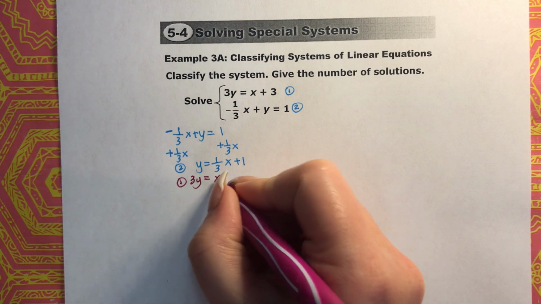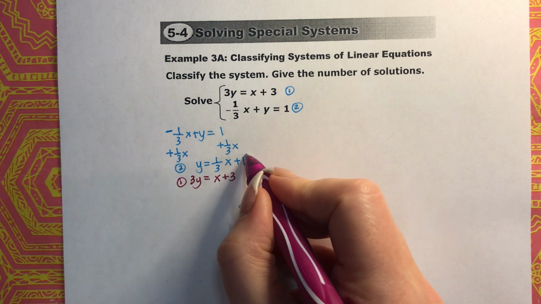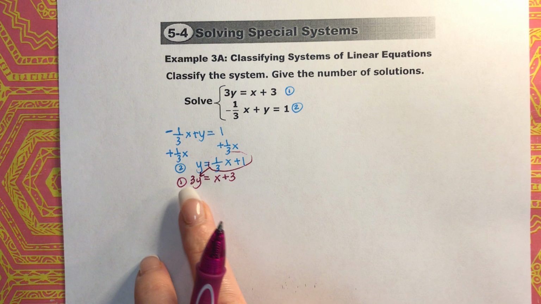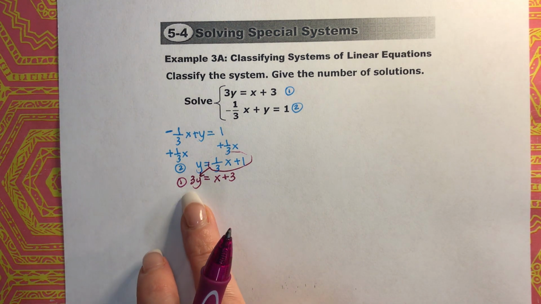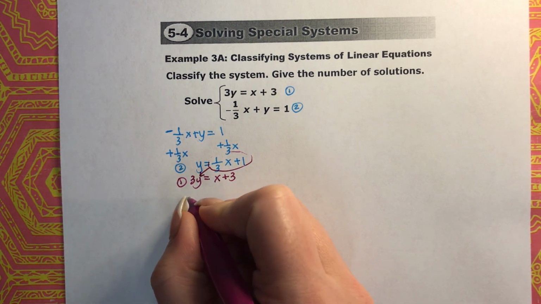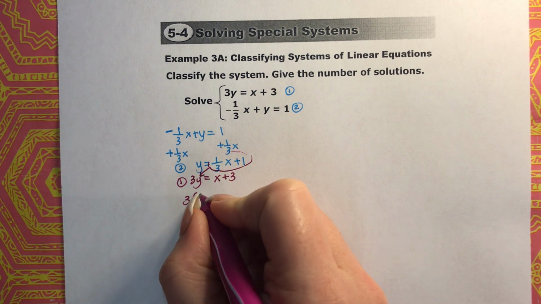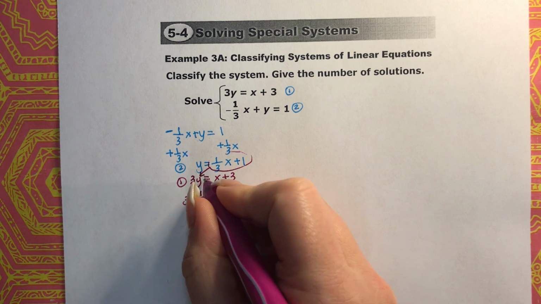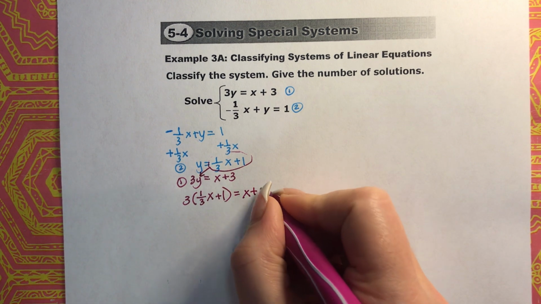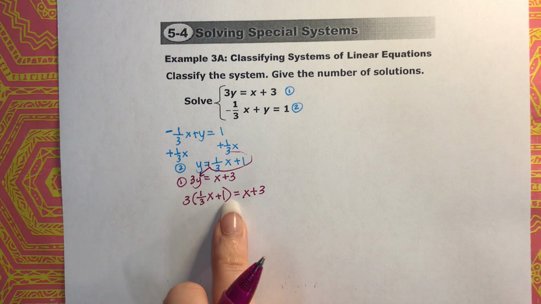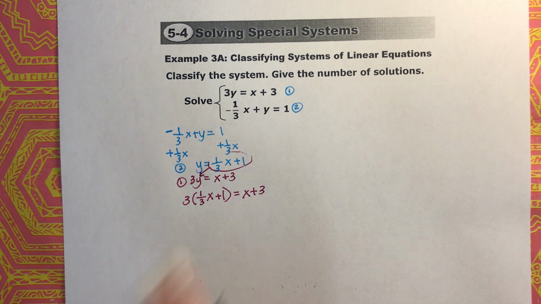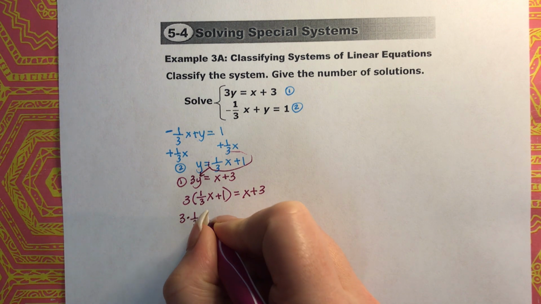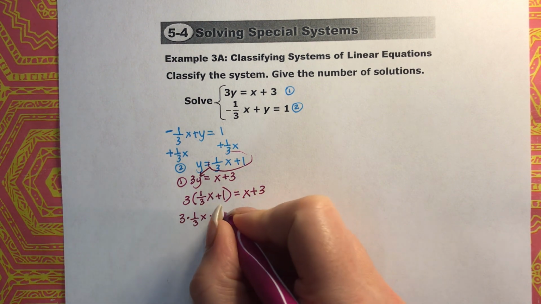So I'm going to write equation 1, 3y equals x plus 3. And just take this information, substitute it in for y here. And notice because there's that 3 in front of y, I have to substitute it in parentheses. So it's going to be 3 multiplied by the quantity, substituting that in, equals x plus 3. Okay, now I'm just going to multiply both of these things. 3 times 1/3 x plus 3 times 1 is 3.